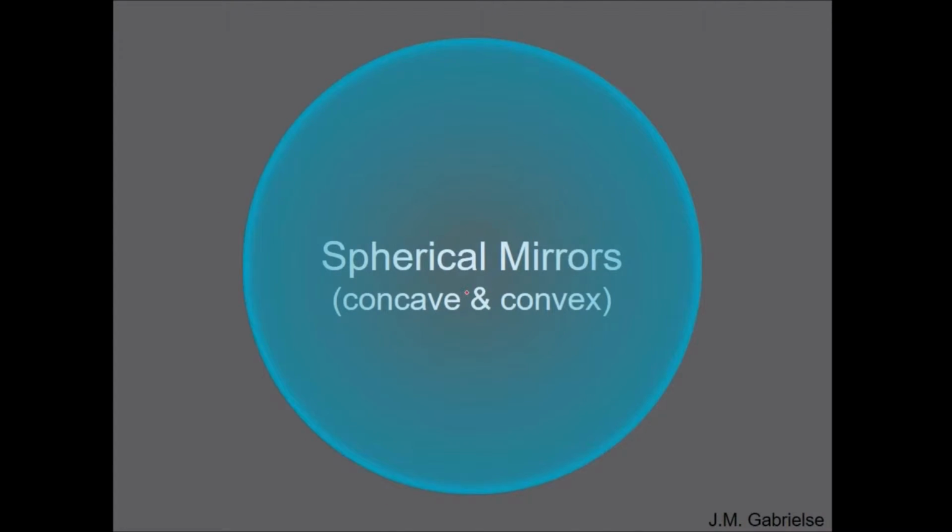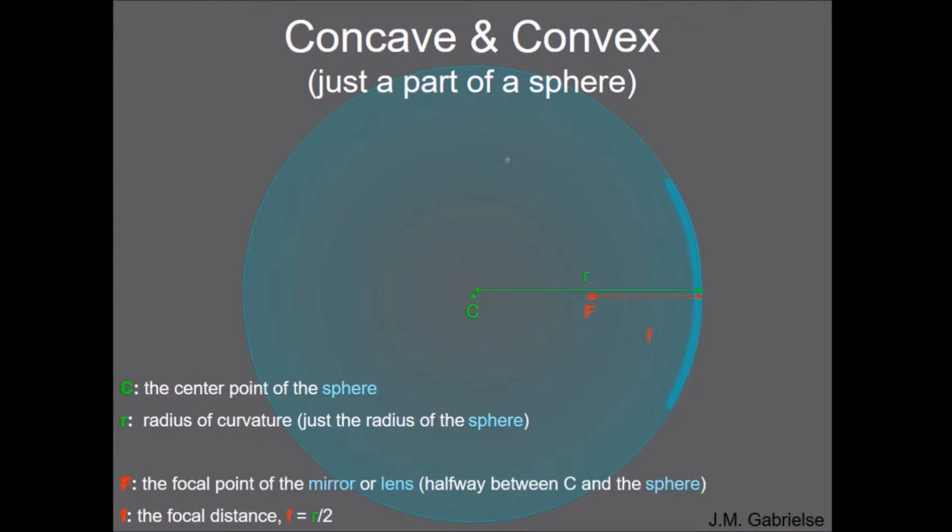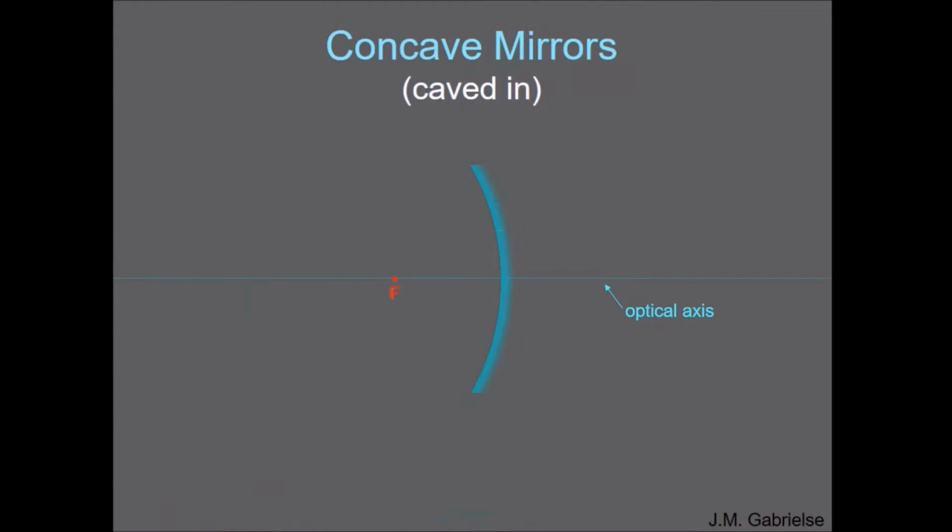Then coming to spherical mirrors, concave and convex. Concave is just a part of a sphere. This is a sphere, so C is the center point of the sphere, R is the radius of curvature, just the radius of the sphere, and F is the focal point of the mirror or lens, that is halfway between C and the sphere. The focal distance F is equal to R divided by 2.